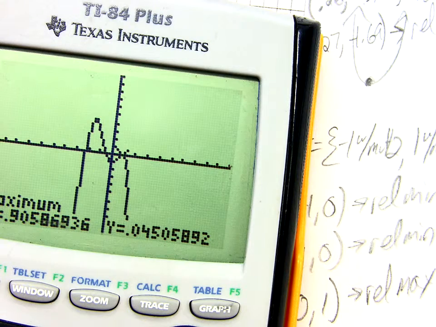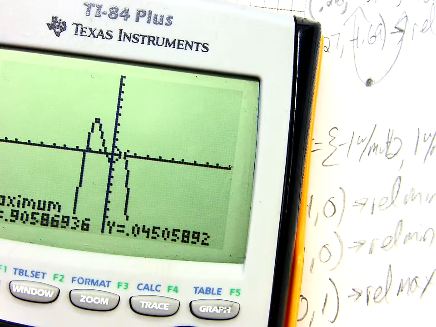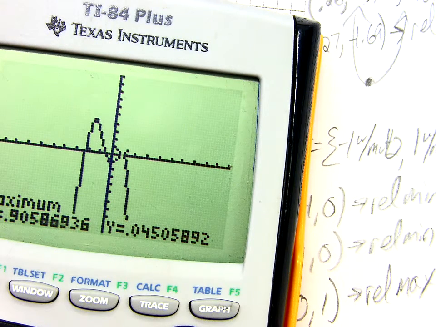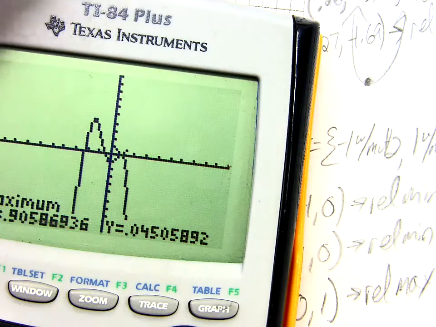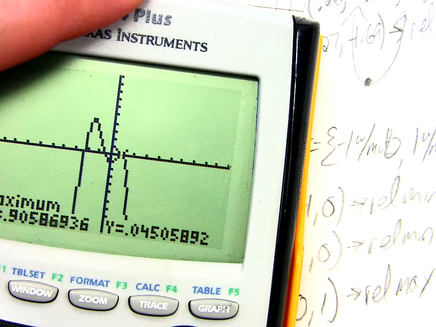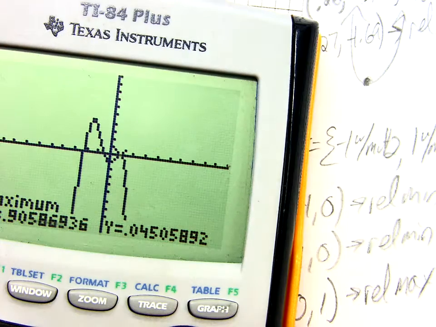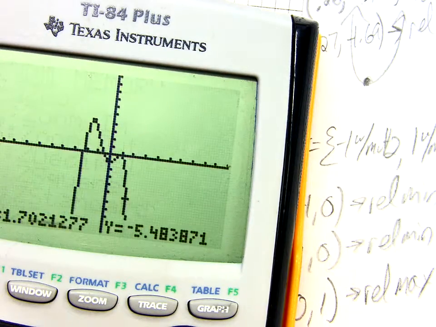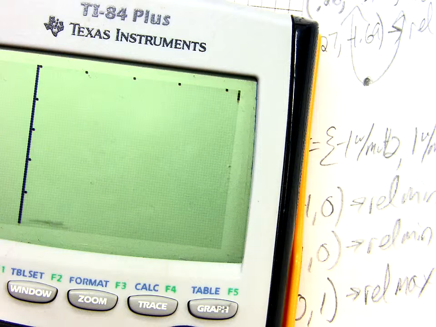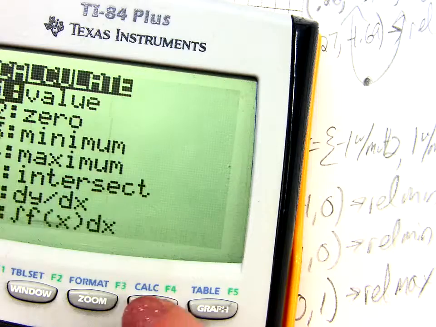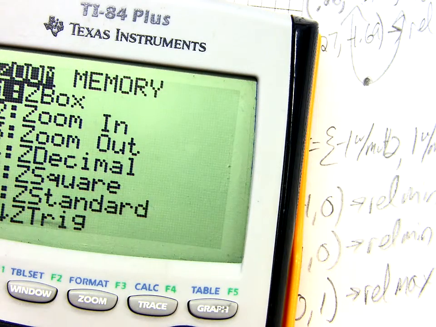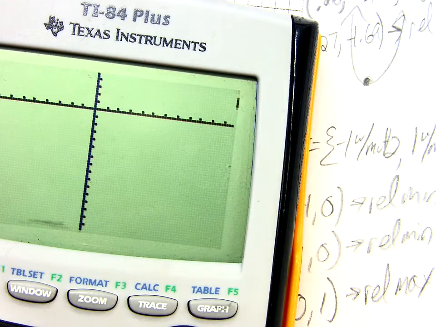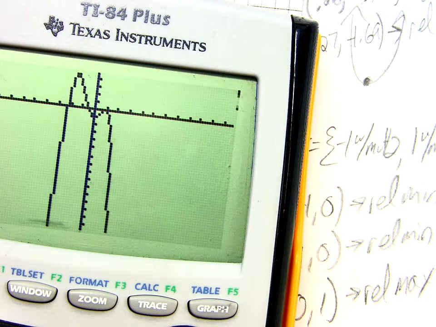That's 5 3. Wait, what's the hidden thing? I'm gonna show you, if I can find it. That's not what I want. Okay.